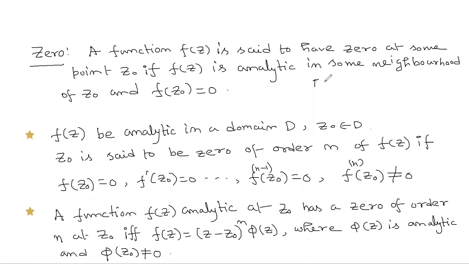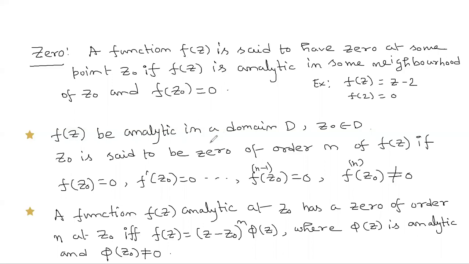For example, if we take f(z) equal to z minus 2, so f(2) is equal to 0, right? If we put z equal to 2, the function is getting 0 value. Not only that, the function is analytic in some neighborhood of the point 2. So 2 is a zero of the function f(z).